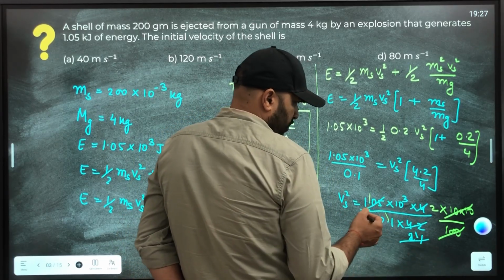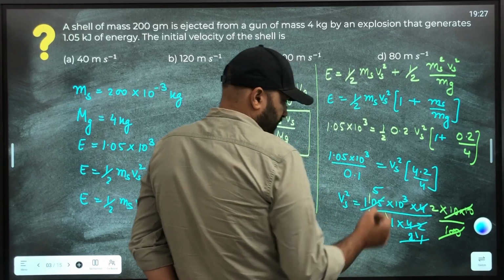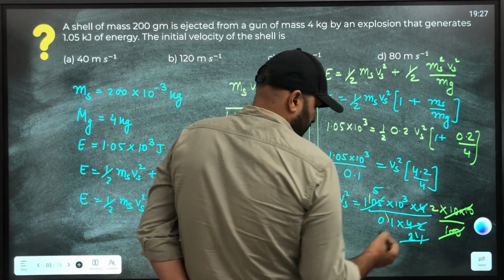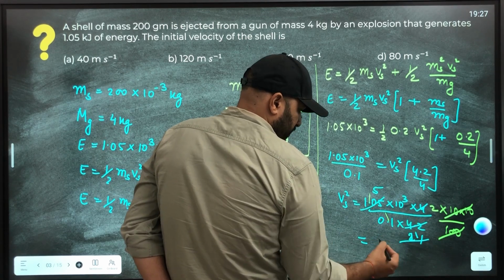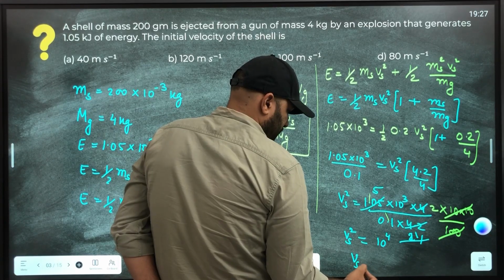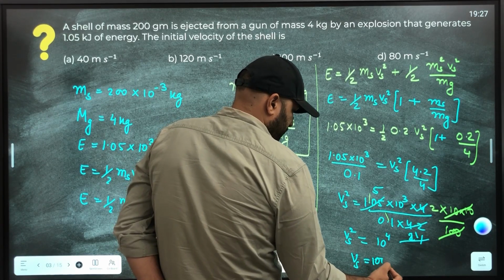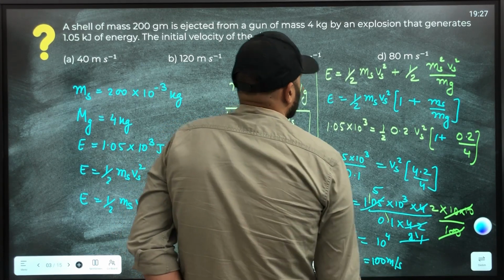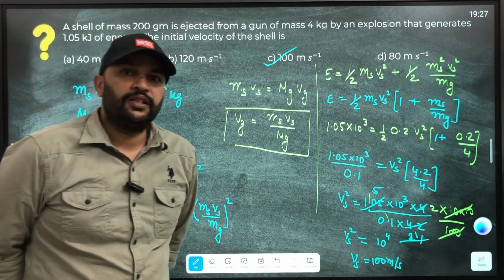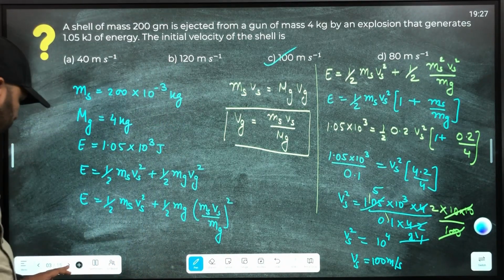So 21, how much is it? 21 fives. Correct? 21 fives are 105 and 5 twos are 10. So 10 into 10 to the power 3, 10 to the power 4. That's vs square. Correct? Now vs is nothing but 10 to the power 2, which is 100 meter per second. Is there any option? Yes, option C is correct. I hope you are clear with this particular concept. Let's move to our next question.